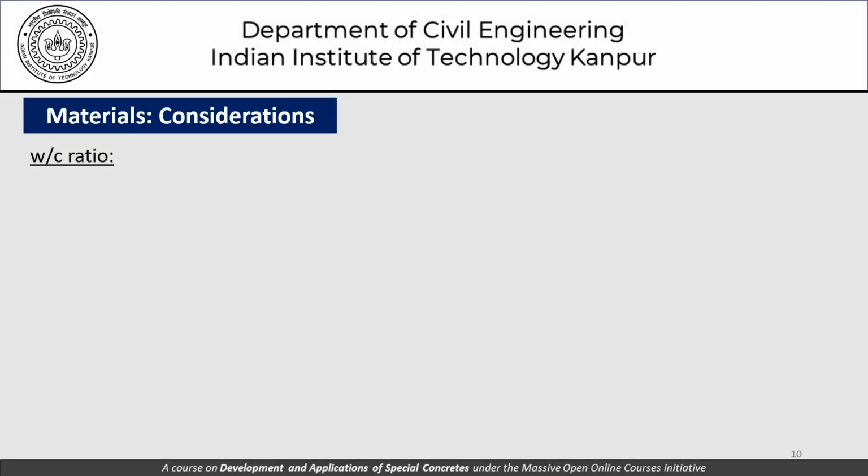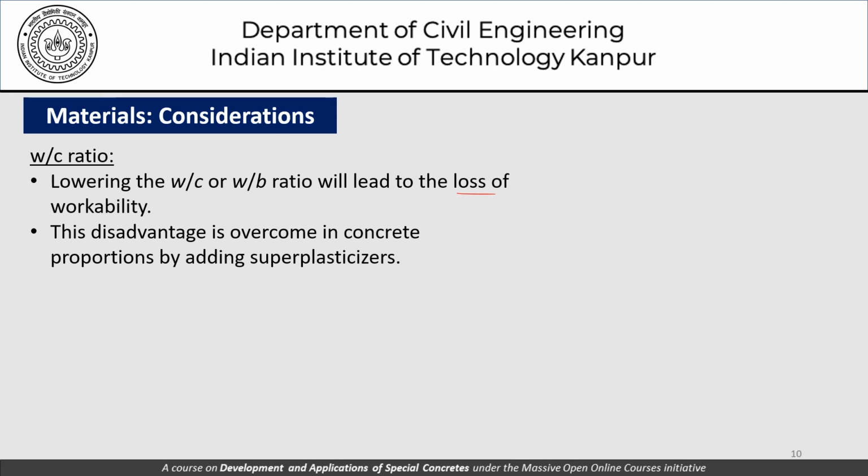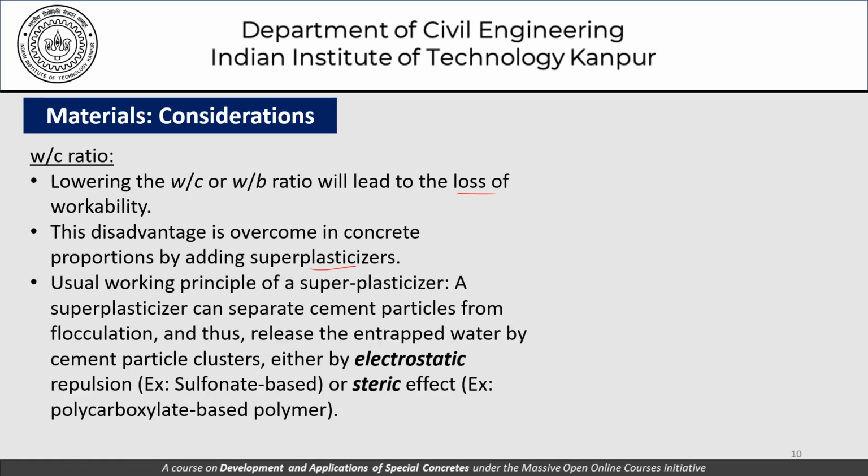Continuing with our discussion on water cement ratio, lowering the water cement ratio, the water binder ratio, also leads to a loss in the workability. This disadvantage is overcome in concrete proportions by using superplasticizers.